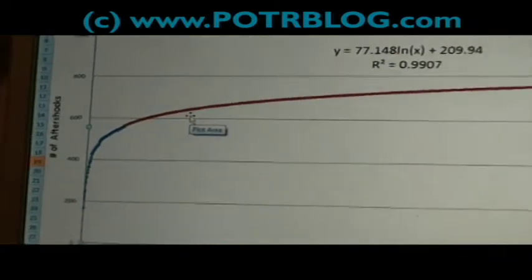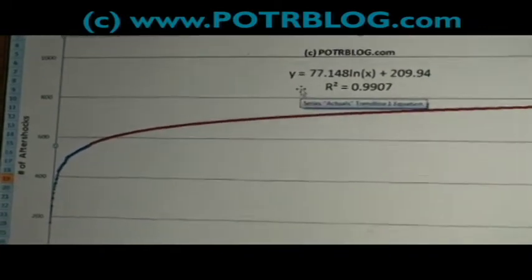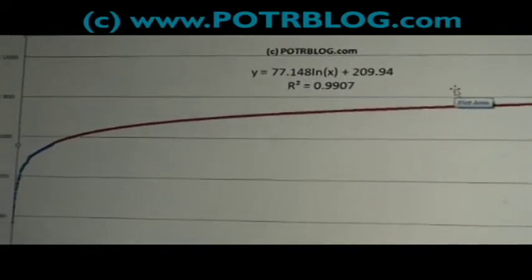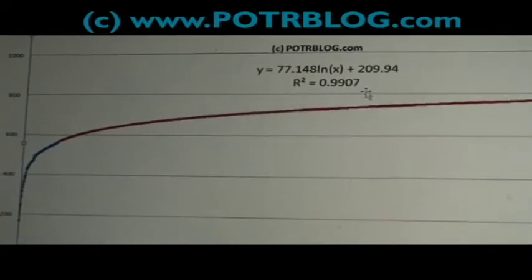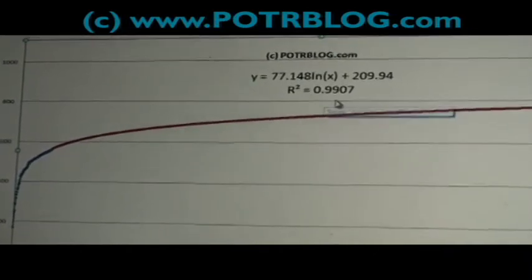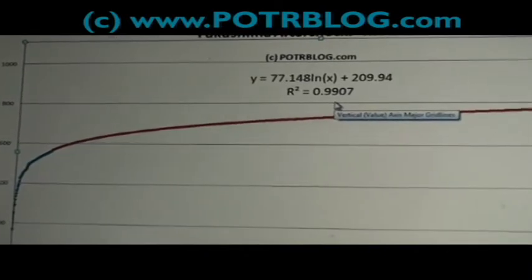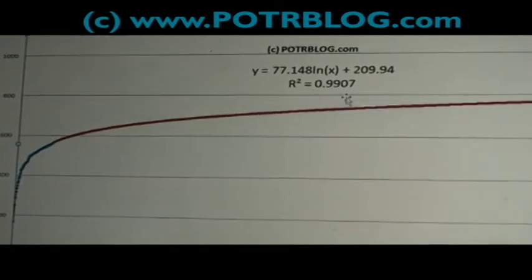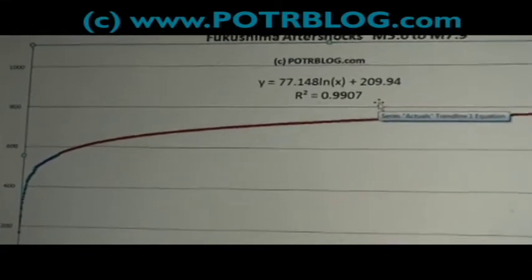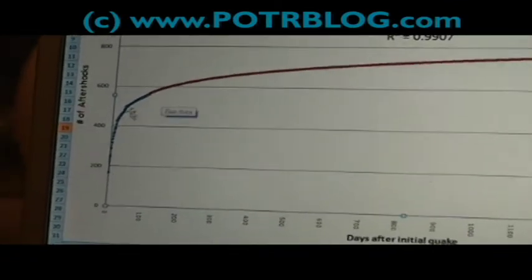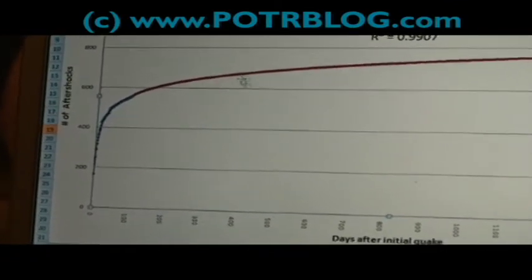And the way you make this projection is basically from a curve fit. And this is the equation for the curve fit, and it's a natural log. And really the key thing to understand here is this R squared factor. The closer this R squared factor is to 1, the closer the fit is to the actual data. So this chart here shows basically a 0.9907 fit, which is an extremely close fit for the data, for the trend line. And so you can see here how it matches and just rolls on out.